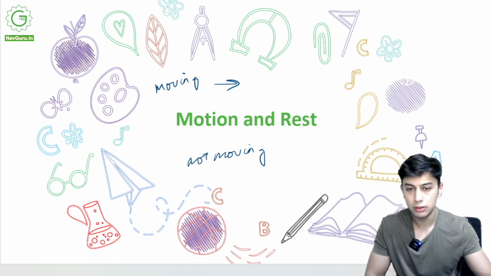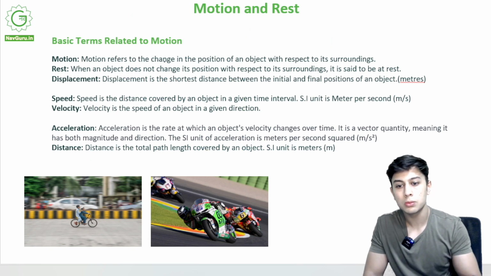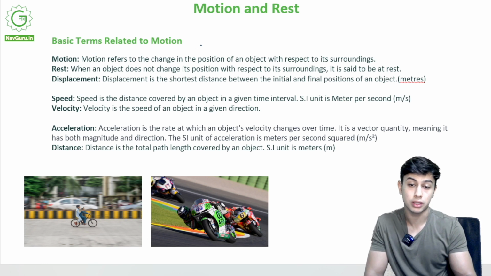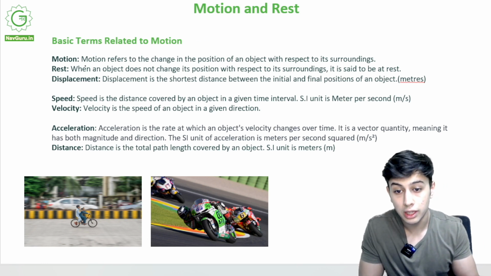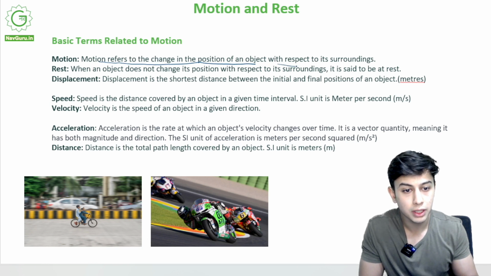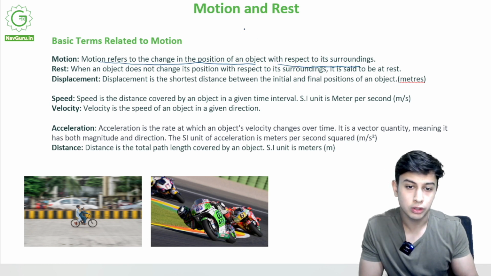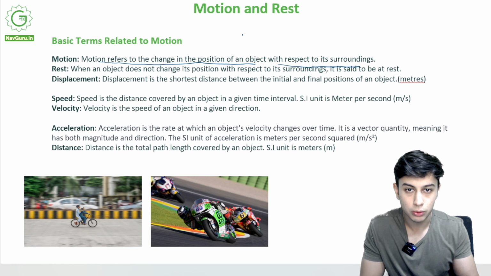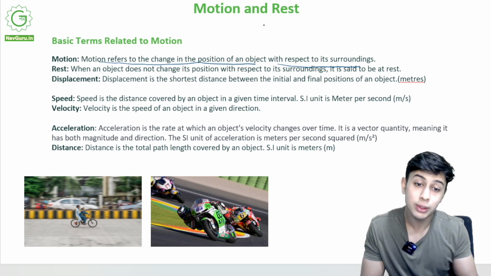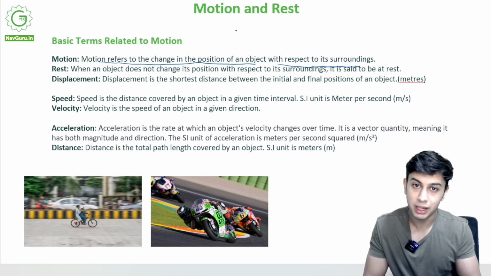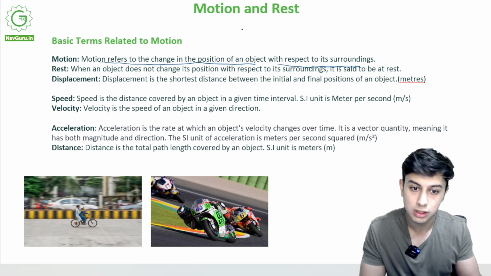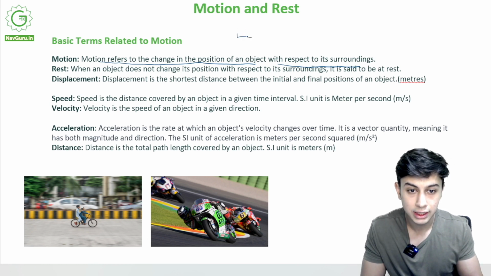Now we go into broader terms. Basic terms related to motion. We can't just say walking or moving. We should also say motion refers to the change in the position of an object with respect to its surroundings. If you see me walking, you know I'm walking. But how can you say that I'm walking? Are my legs moving? Is that what motion is? No, motion is changing positions with respect to the surroundings.